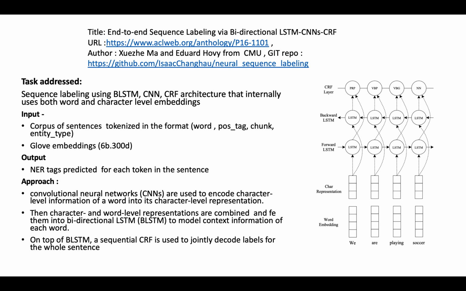The approach is that it uses a convolutional neural network to encode the character level information of a word into its character level representation. This is then combined and fed into a bidirectional LSTM to model the context information of every word. So the context sensitive information is present in this combined representation of both the word and the character embedding. On top of this bidirectional LSTM, a sequential CRF layer is used to jointly decode the labels for the entire sentence. CRF is used because you want to keep the context of the previous labels as well, in addition to the previous words in the sentence.